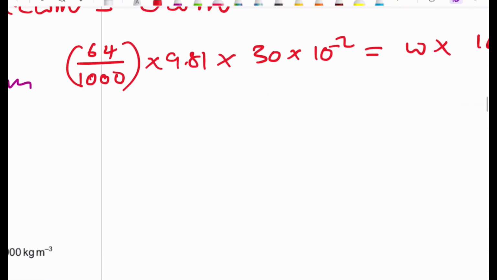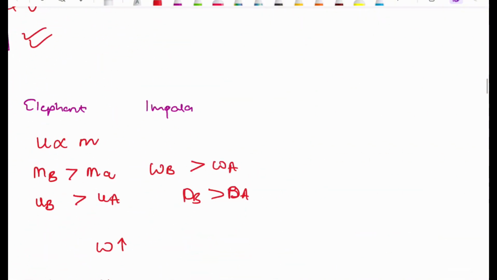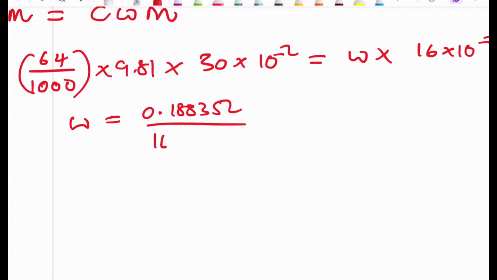So basically, the weight should be equivalent to, if you do the calculation, 0.188352 divided by 16 times 10 to the power of -2. That's going to give you about 1.1772 newtons as your weight, right?